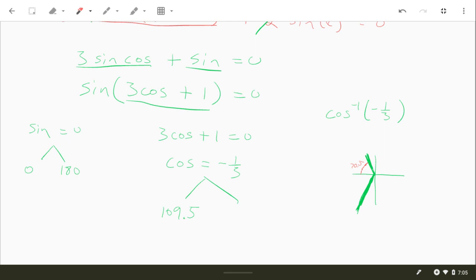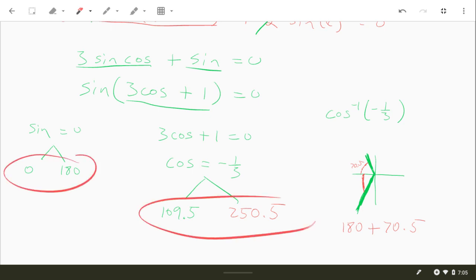70.5. And I need to add that 70.5 because that's from the x-axis to the angle that I'm interested in, is also that 70.5. So to get my second answer over here, it's going to be 180 plus 70.5, which is 250.5. Awesome. All right, there's my 4 answers right there. Cool.